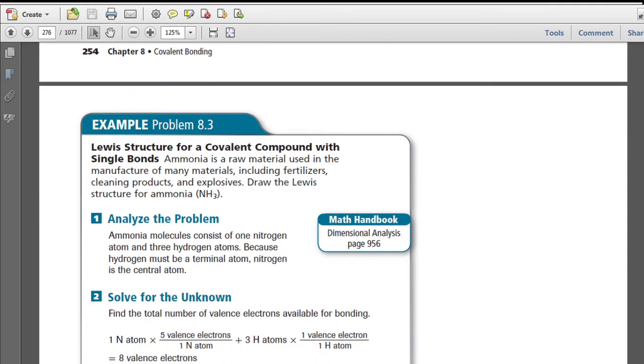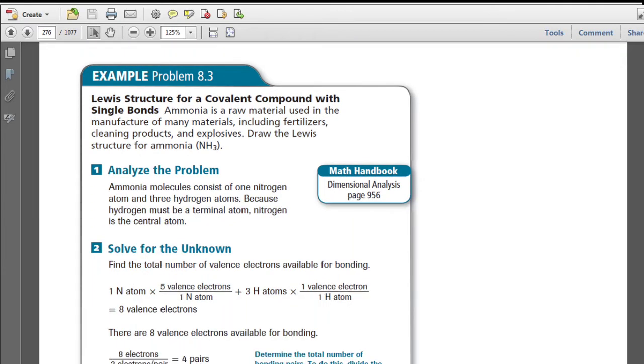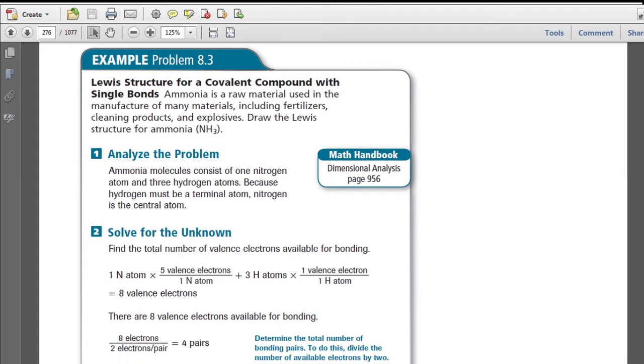I think the best way to better understand these is just to do an example. All right. Ammonia is a raw material used in the manufacture of many materials, which include fertilizers, cleaning products, and explosives. Let's go ahead and draw the Lewis structure for ammonia. And ammonia is a common name for NH3.